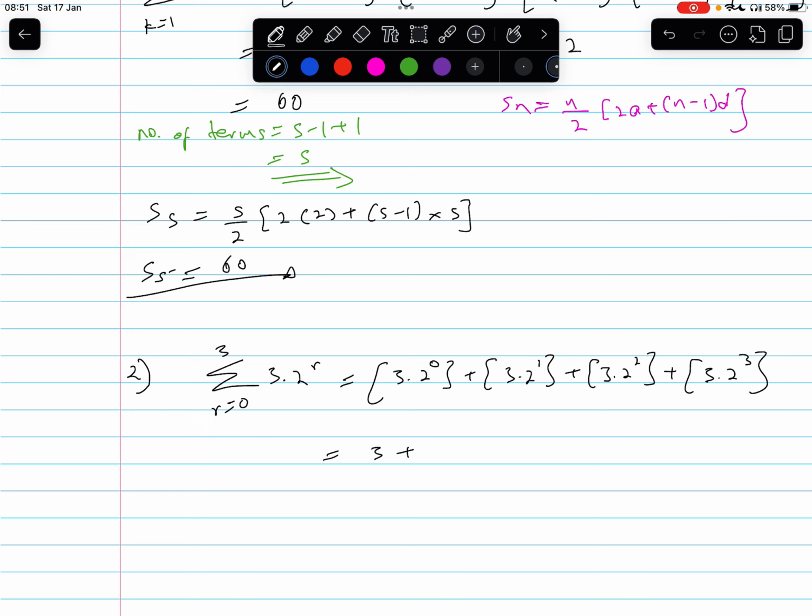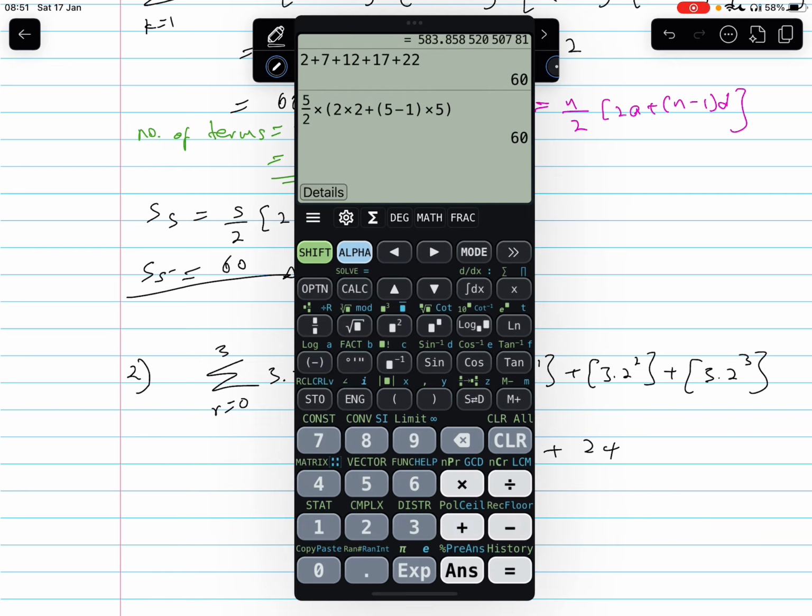So this one is 3 plus 6 plus 12 plus 24. Okay.